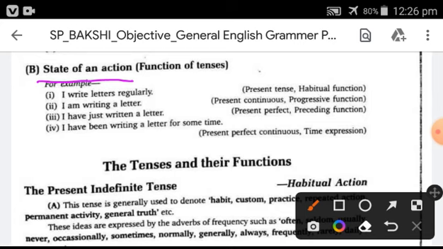I write letters regularly. I am writing a letter. I have just written a letter. I have been writing a letter for some time. What do these sentences refer to? These sentences are for the function of a tense. Mark my point, function of a tense.